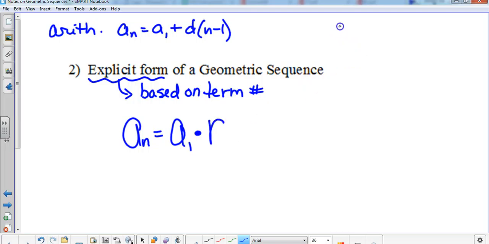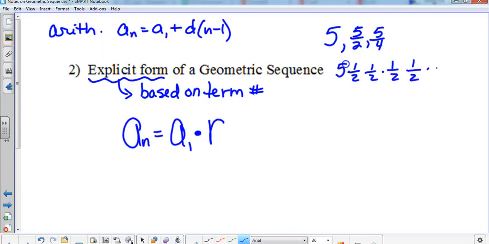And if I said my sequence was 5 and I'm going to multiply by 1/2 and then I'm going to multiply by 1/2 again. This is 5 times 1/2 times 1/2 times 1/2 times 1/2. If I want the 12th term, I multiply by 1/2 11 times. N minus 1. Am I multiplying by n minus 1?